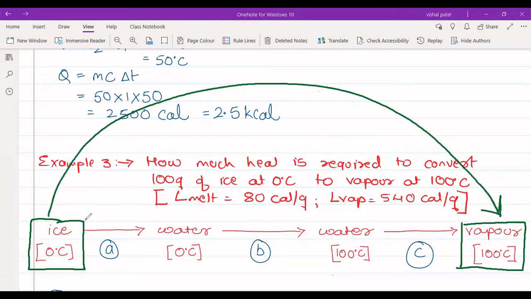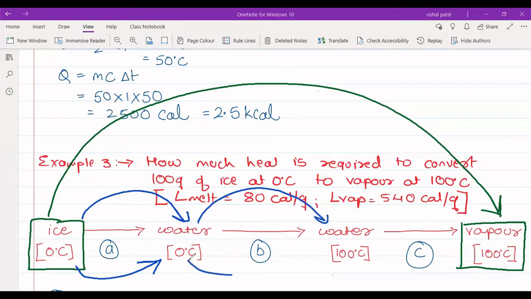क्या होगा ये देखो, पहला step. Students, the first step is what? Ice at 0 will convert to water at 0. The next step, water will start heating. Water will convert to 100 degrees Celsius. And from 100 degrees Celsius water, we will get 100 degrees Celsius vapor. Is this understood?